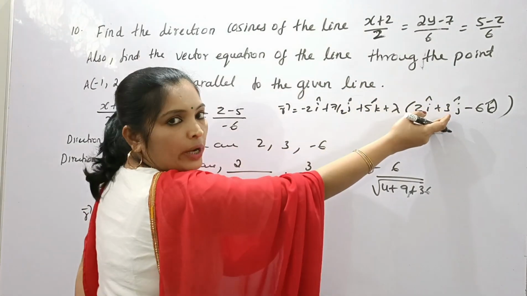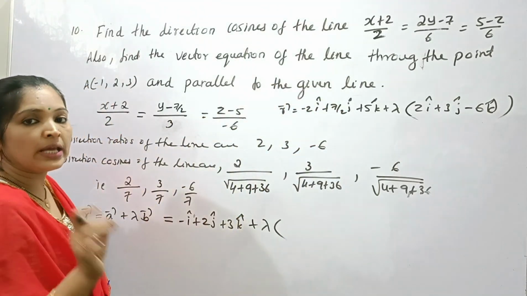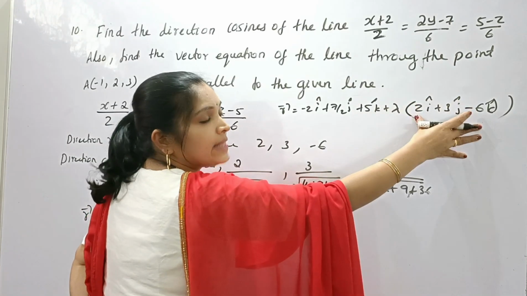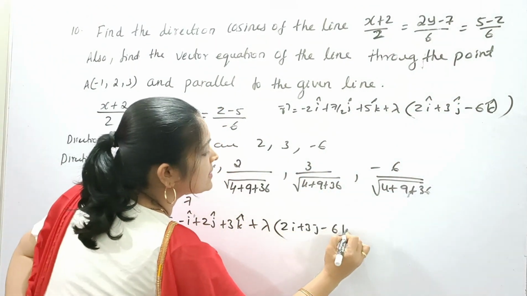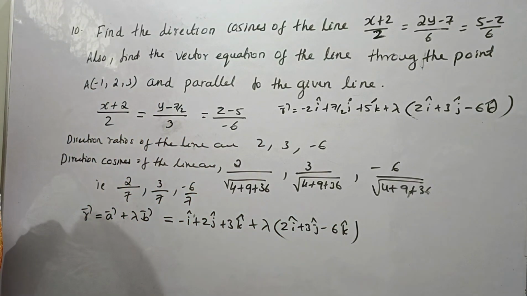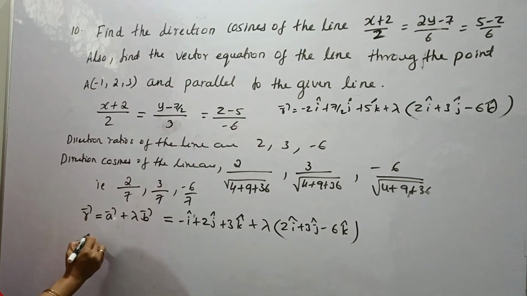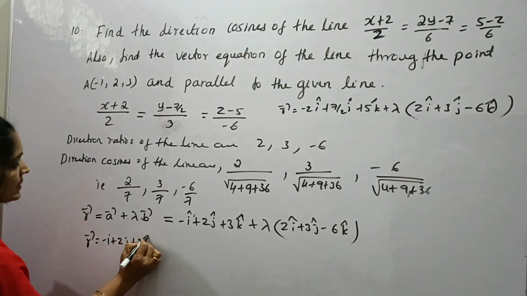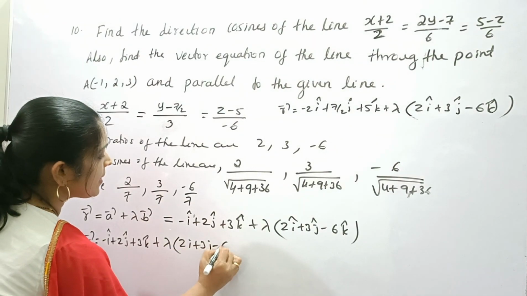The same vector, because this vector is parallel to this line. Since we have to find the line parallel to this line, it is the vector b here, so 2i plus 3j minus 6k. So this vector is also parallel to the required line. Therefore, the required vector equation of the line is vector r is equal to minus i plus 2j plus 3k plus lambda into 2i plus 3j minus 6k.